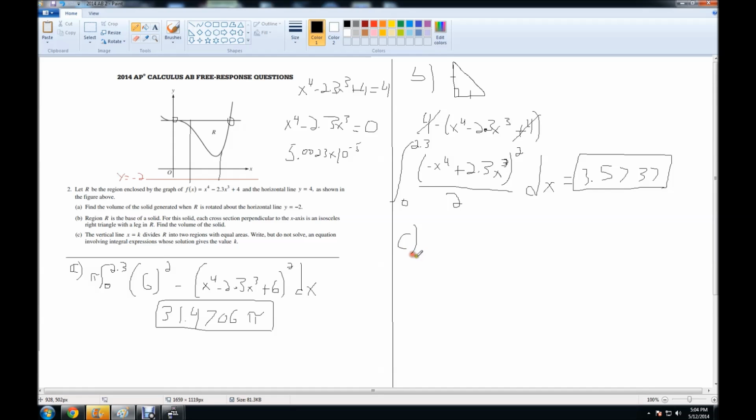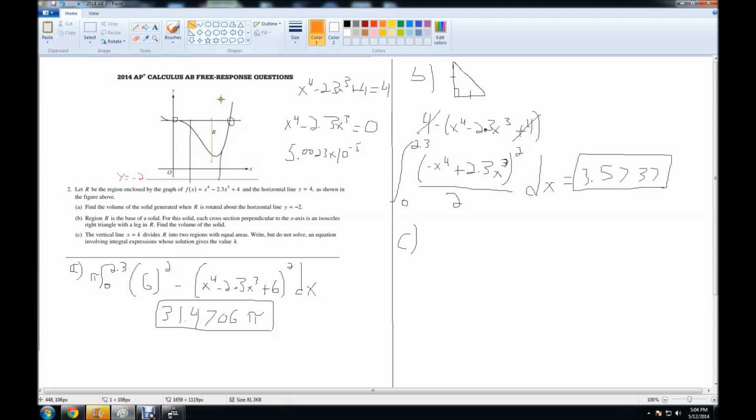Part C. The vertical line x equals k divides R into two regions with equal areas. Write, but do not solve, an equation involving integral expressions whose solution gives the value k. Now, I believe there are two ways to answer this, if not more. I'll solve it one way because this is the way I prefer it. So basically, it tells us that there's a line x equals k that divides R into two regions. So if I were to get a different color, maybe orange, and cut it in half. I know that's not half, but it doesn't matter.